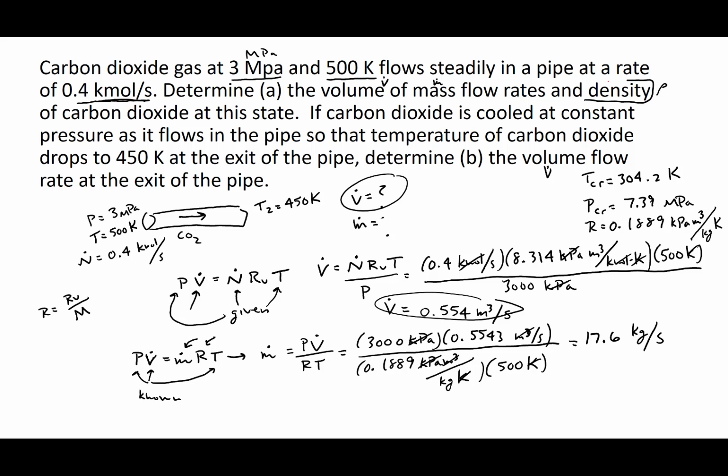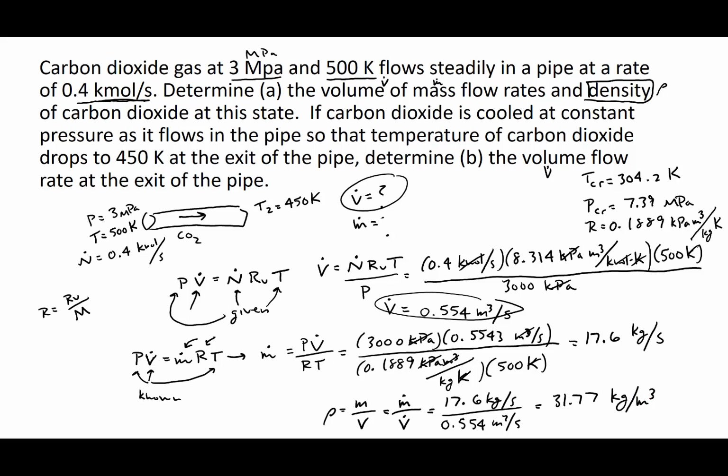Now let's look at what else this wanted us to calculate. It wanted us to also calculate the density. So the density, rho, is equal to the mass over the volume. So this is equal to m dot over v dot, which is what we just calculated. So m dot is 17.6 kilograms per second, and v dot is 0.554 meters cubed per second. So this is equal to 31.77 kilograms per meter cubed.